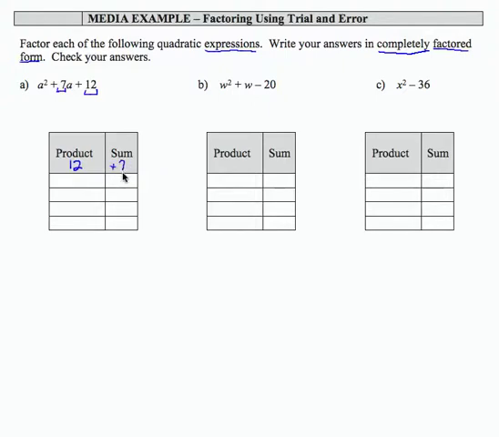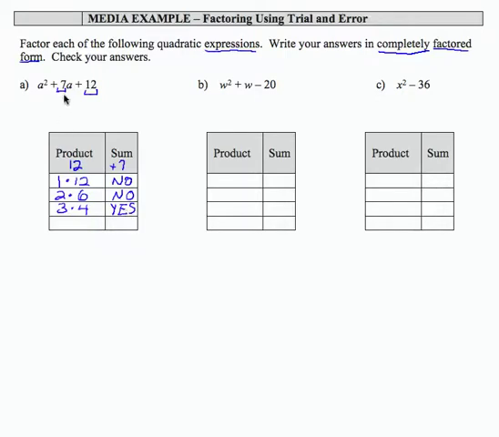And because my sum is 7, I'm going to know that all the numbers are going to be positive. So I'm going to start with 1 times 12, and does the sum equal 7? That would be no. The next set, let's try 2 times 6. 2 times 6 is 12. The sum of 6 and 2 is 8. That is not 7. How about 3 times 4? 3 times 4 is 12. 3 plus 4 is 7. So those are the two numbers that I'm looking for.